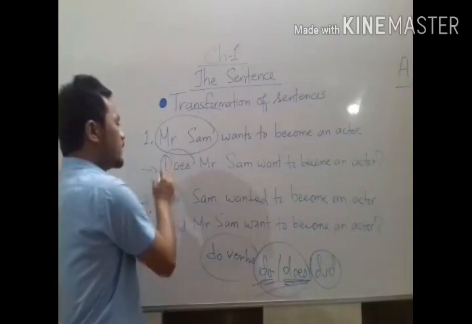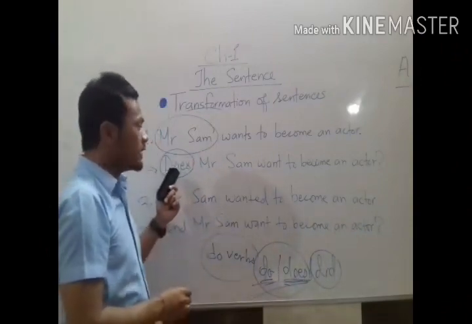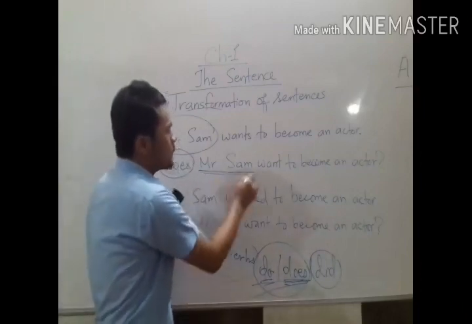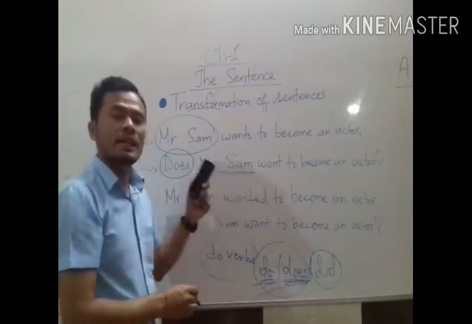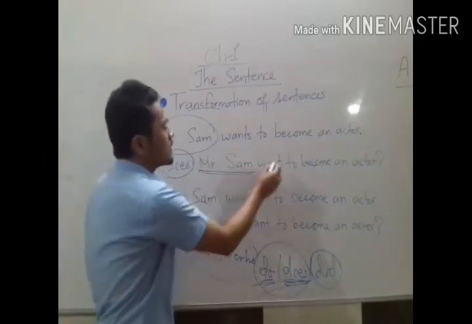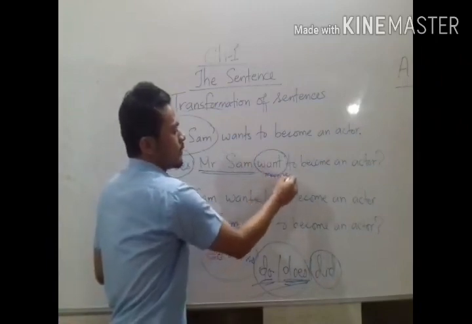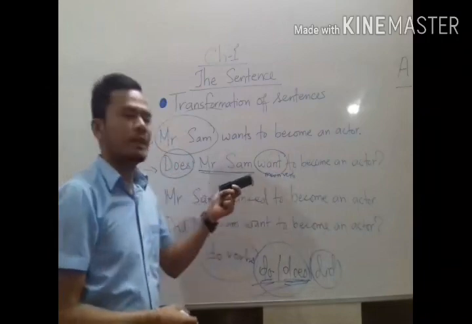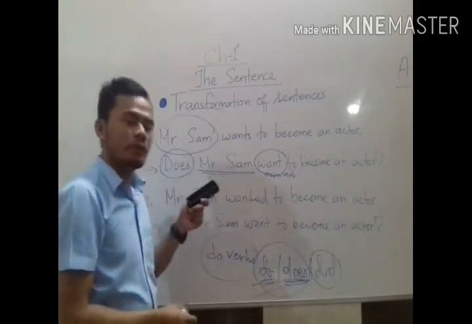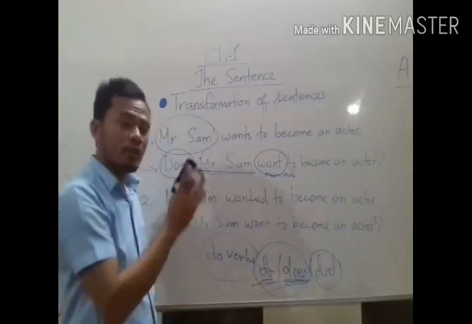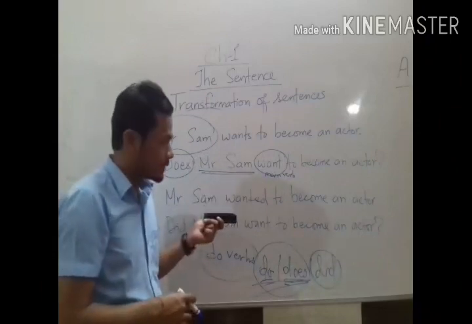So in a verbal question, we have to use the helping verb at the beginning of the sentence. So I have used does. Does Mr. Sam. Subject. The subject comes in between the helping verb and the main verb in case of a verbal question. Does Mr. Sam want? Main verb. Does Mr. Sam want to become an actor? Other words remain the same. Okay, so this is the verbal question that we have framed from the assertive sentence in present tense.